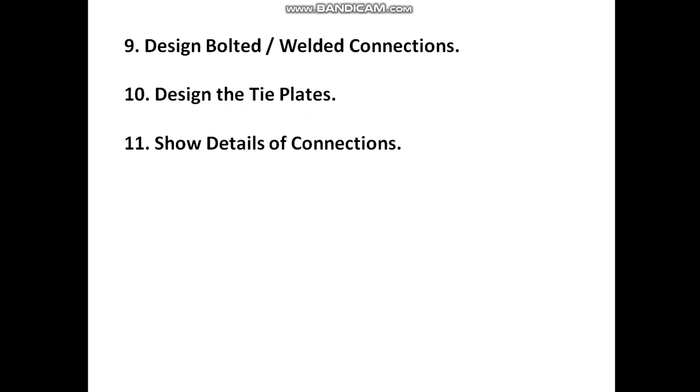So these are a few of the code provisions we have discussed in this class. And also we have briefly discussed the steps to be followed in the design of laced columns, which are the built up columns. In the next class, we will take up a design problem. In the design problem, you will clearly understand what are the design aspects or design steps to be followed one by one.